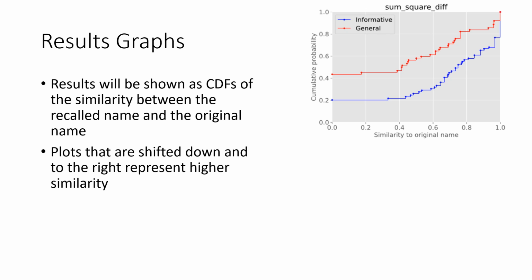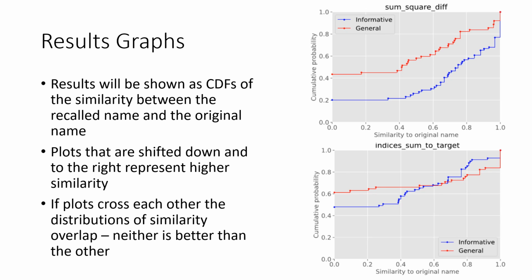The results of the experiments will be shown in graphs which compare the treatments. These graphs show cumulative distribution functions. The horizontal axis represents the degree of similarity measured between the original name and the recalled name. The plot then shows what fraction of responses had a certain similarity or less. The plot that is below another plot, like the blue line here, indicates a shift to the right, meaning higher similarity scores. If the plots cross each other, this means that the distributions overlap, and neither treatment has consistently higher similarity.